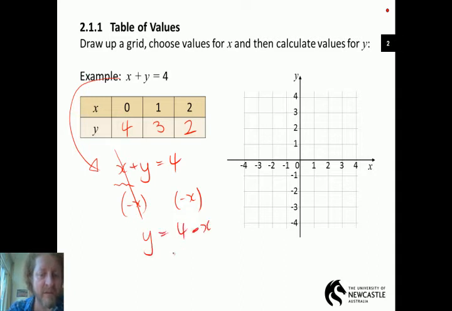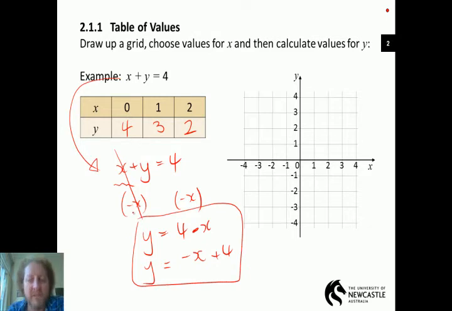Note I could have put the minus x to the left and left the plus 4 there, and I'd be just as right. It really doesn't matter. Those two answers are exactly the same. They're both y equals a 4 and a minus x. But anyway, that format might be easier. When x is 0, 4 minus 0 is 4. When x is 1, 4 minus 1 is 3. When x is 2, 4 minus 2 is 2.